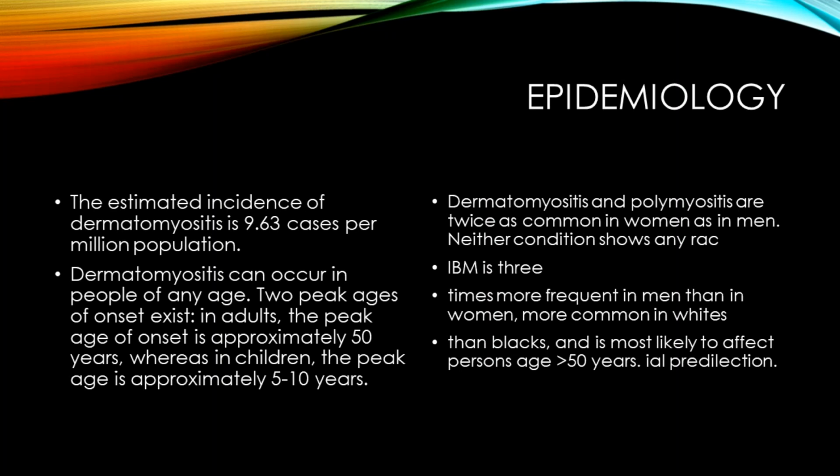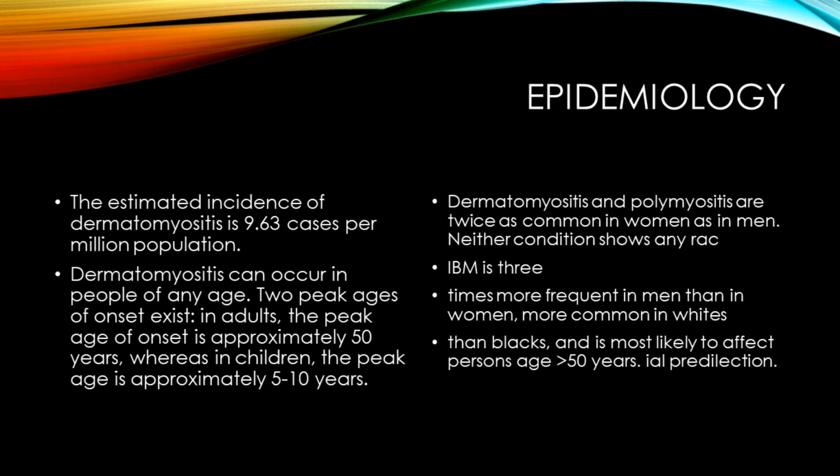Epidemiology. The estimated incidence of dermatomyositis is 9.63 cases per million population. It is a very rare disease. Dermatomyositis can occur in people of any age. Two peaks of age of onset exist. In adults, the peak age of onset is approximately 50 years, whereas in children, the peak age is approximately 5 to 10 years.